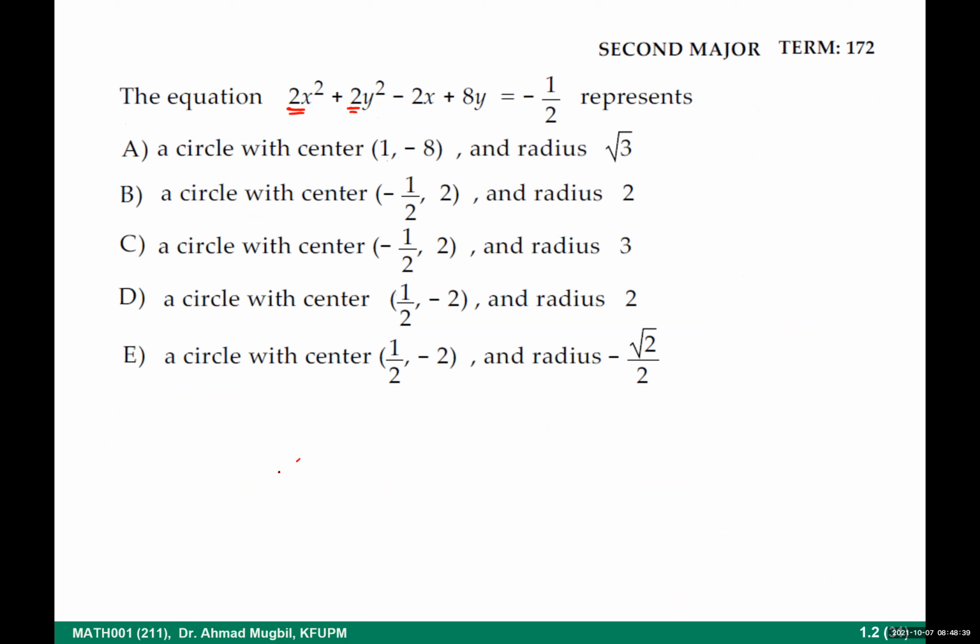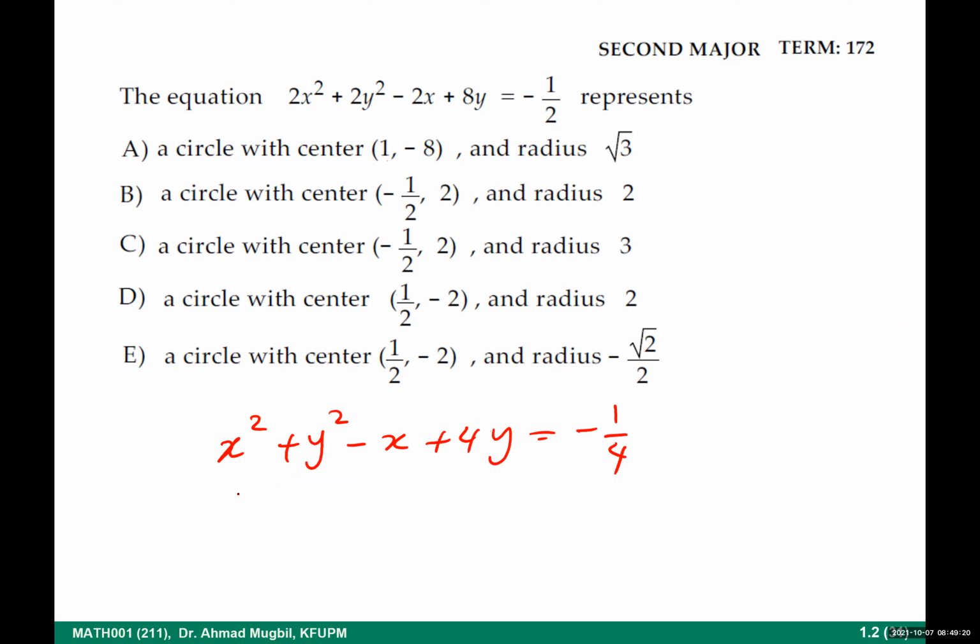They are not 1. In the standard form, ya shabab, we have (x minus h) all squared, so there is no number. The coefficient of x squared is 1. So before completing the square, you should have the coefficients of x squared and y squared equal to positive 1. Don't complete the square if they are not 1. So how to complete the square here? Multiply or divide both sides by 2. So it will be x squared plus y squared minus x plus 4y equals negative 1 over 4. We divide by 2.